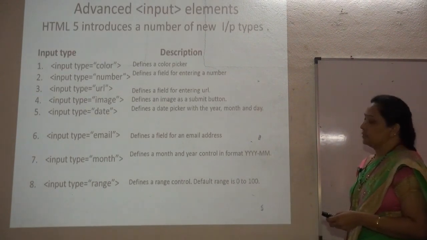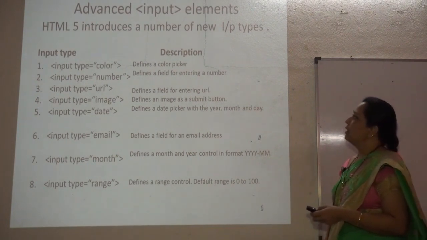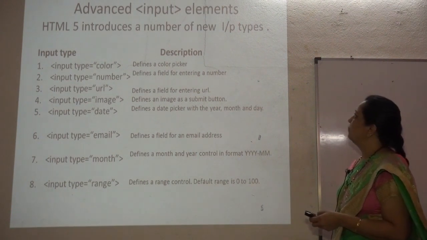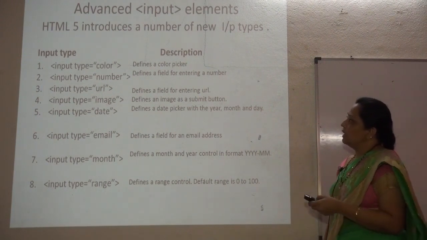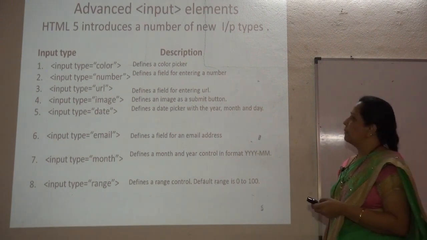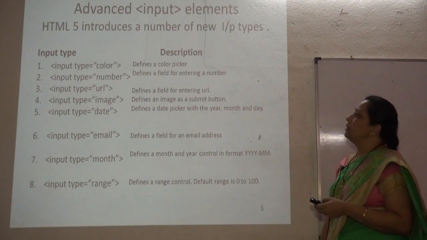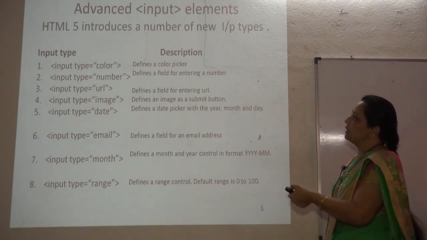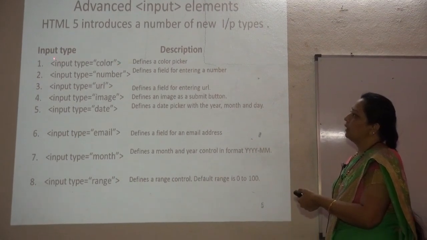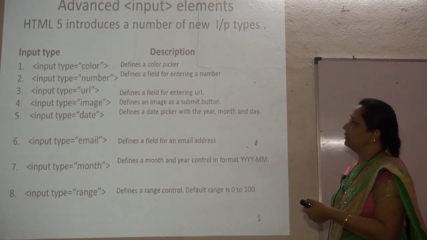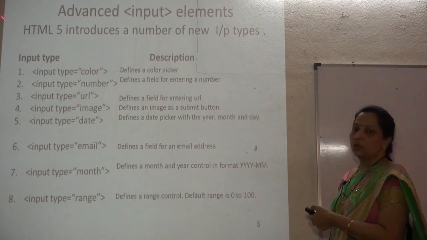Advanced input element tags. Now we are studying this year the advanced input element tags in HTML5. HTML5 introduces a number of new input tags. These input tags are as follows. On the left hand side we have the input type, and on the right hand side we have the description. The input tag is given in this syntax: it is enclosed in angle brackets, input type, equal to sign, and whatever we have to give is enclosed in quotation marks.